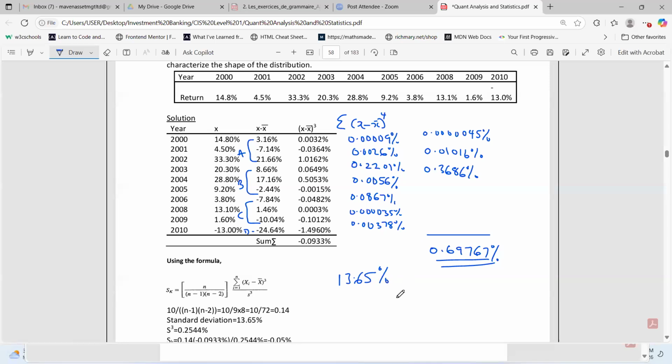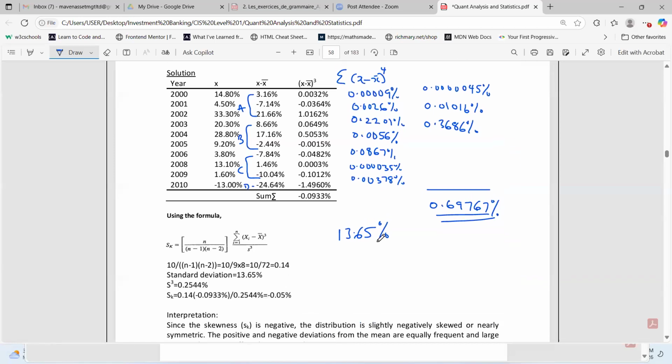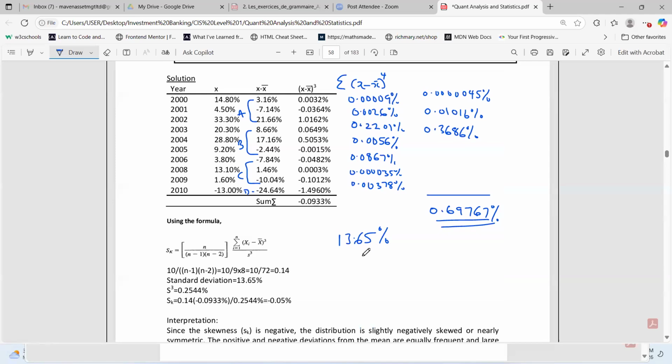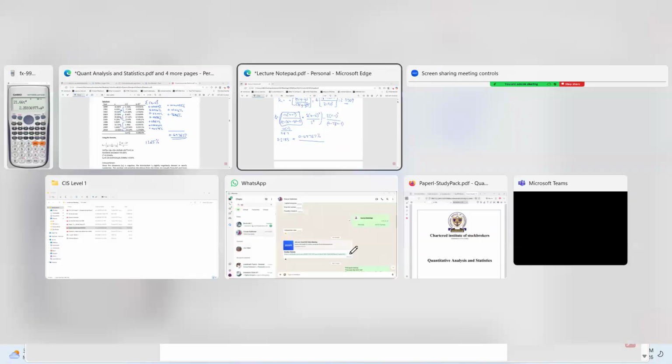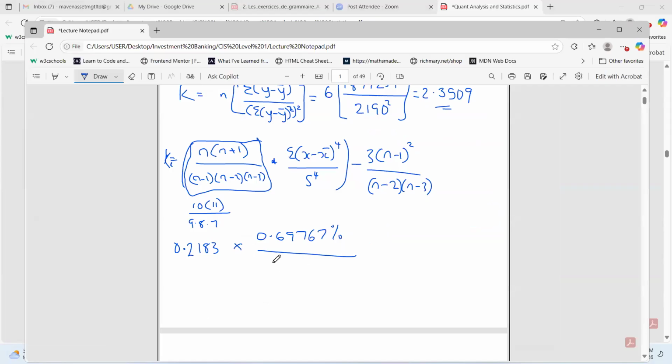13.65%. Okay? So when you take 13.65%, our standard deviation, and take it to the power 4, can somebody do that for me quickly on your calculator? So I have 0.0347. Great. So let me just impute that quickly. 0.0347%.